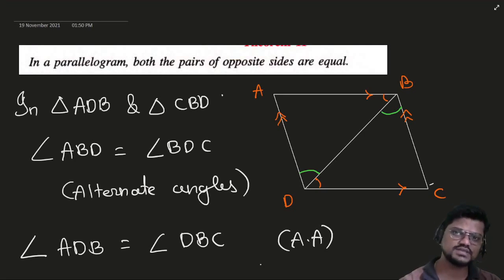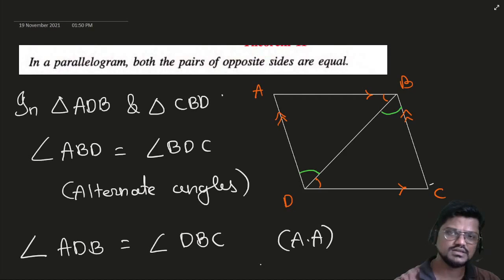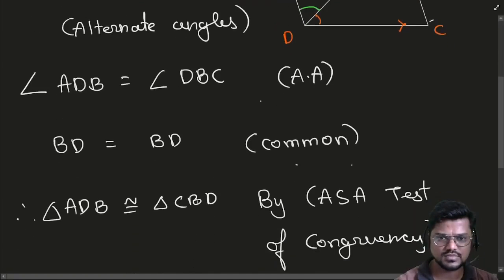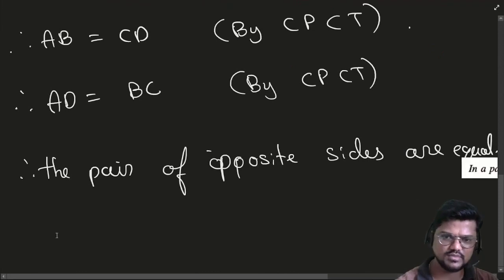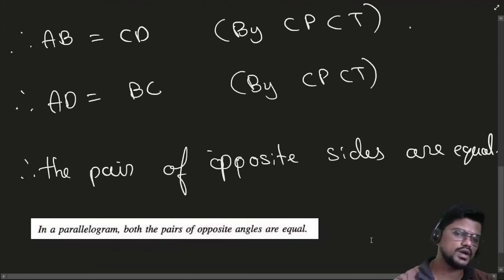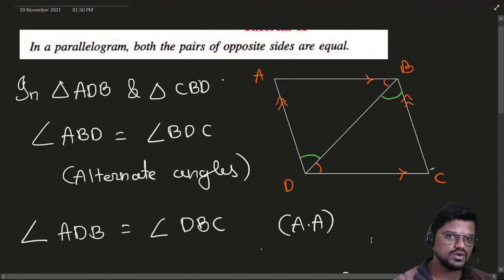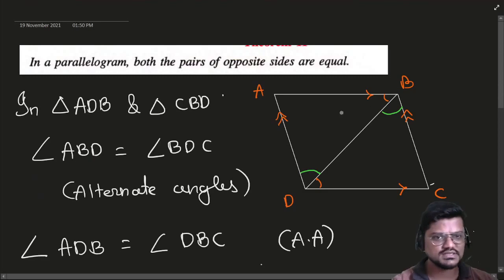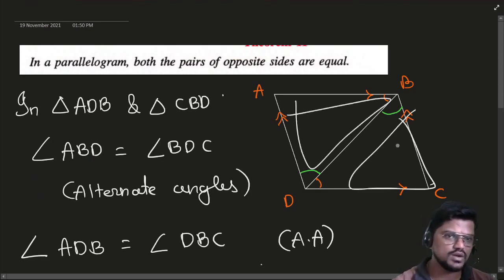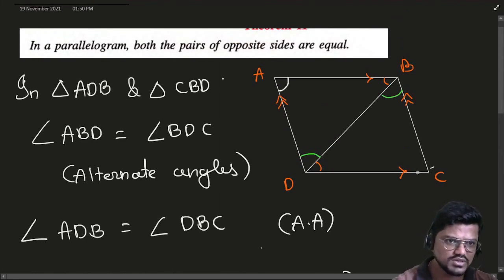The next theorem states what? In a parallelogram, both pairs of opposite angles are equal. Now that also can be proved with the same thing. Both pairs of opposite angles are equal, no? Since these two triangles are congruent, then what I can say? This angle will be equal to this angle.